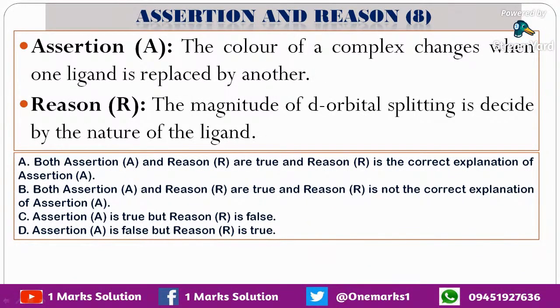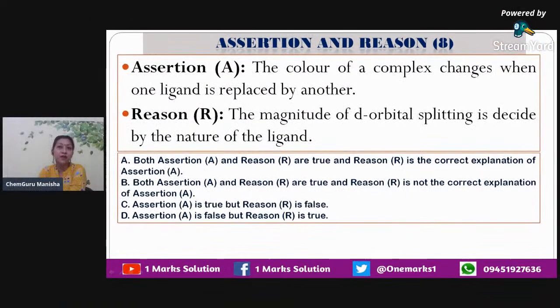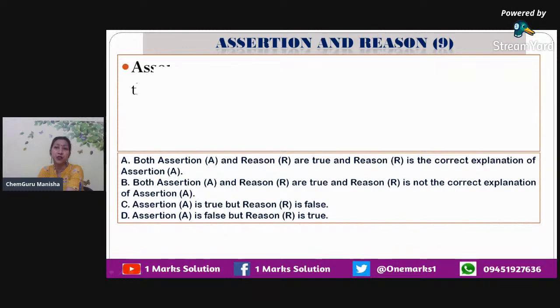Eighth, we have: the color of a complex changes when one ligand is replaced by another. That is not correct, because it depends on the nature of the ligand, how active that ligand is, and how much it is binding with the metal. The reason is: the magnitude of the orbital splitting is decided by the nature of the ligand. That is true, because if the ligand is ambidentate, bidentate, or unidentate, of course d orbital splitting would be affected and pairing would be affected. So here again, the assertion is false, but the reason is true.